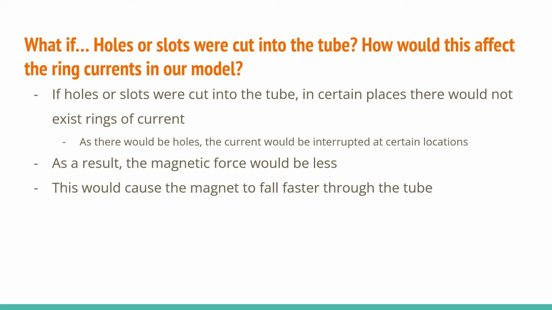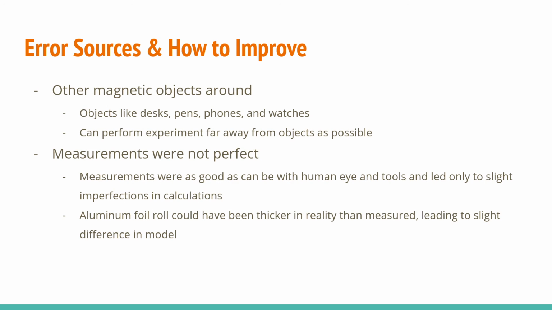What if holes or slots were cut into the tube? How would this affect the ring currents in our model? If holes or slots were cut into the tube, in certain places there would not exist rings of current. As there would be holes, the current would be interrupted at these locations, and as a result, the magnetic force would be less, and this would cause the magnet to fall faster through the tube.